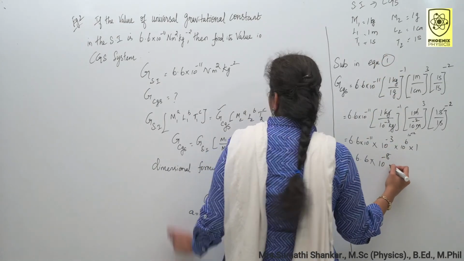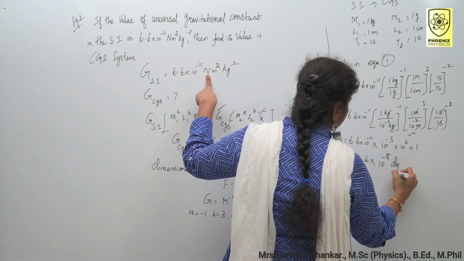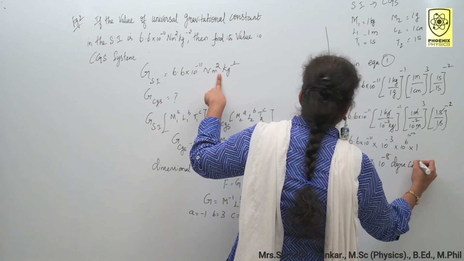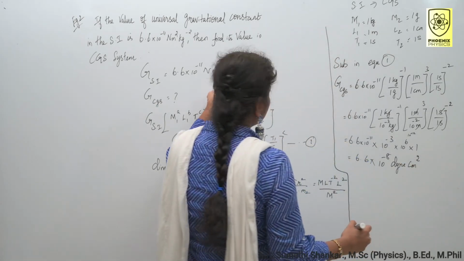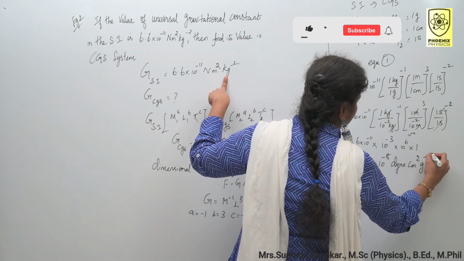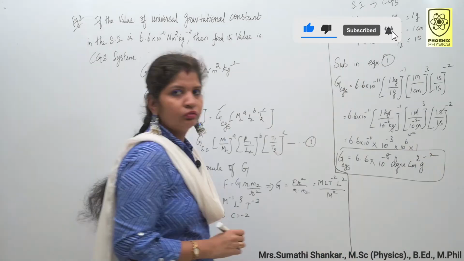So you can write it as, instead of Newton you can write it as dyne. Instead of meter square you can write it as centimeter square. Instead of kilogram you can write it as gram minus 2. So this is our G CGS. Up to this clear?